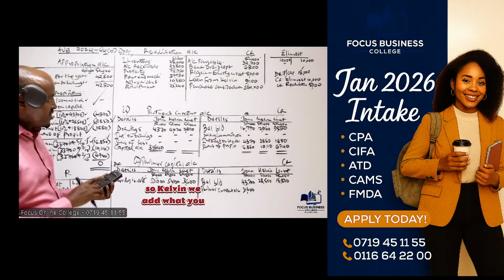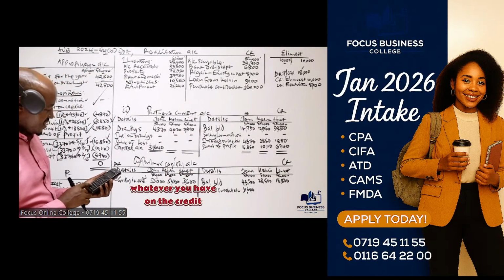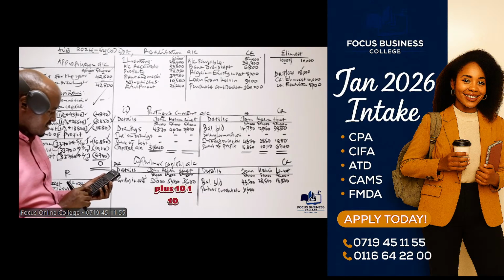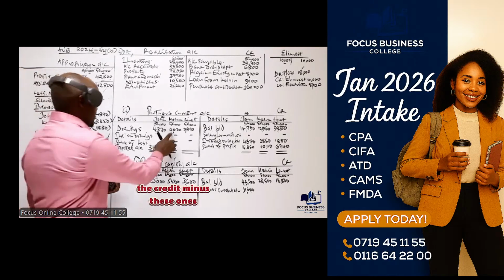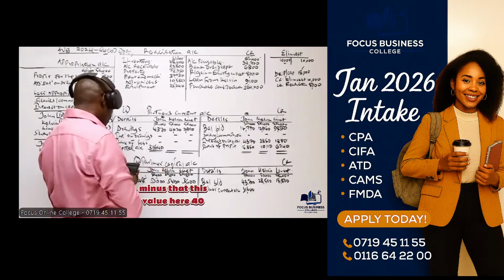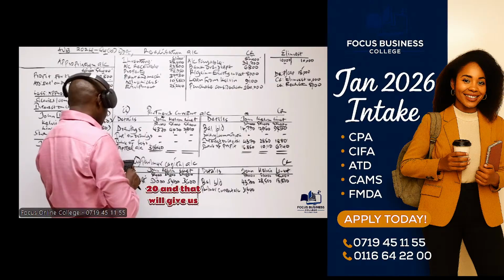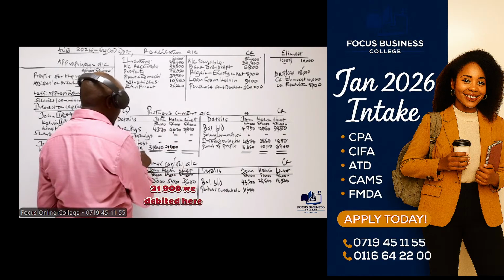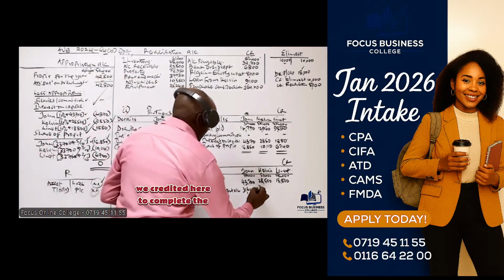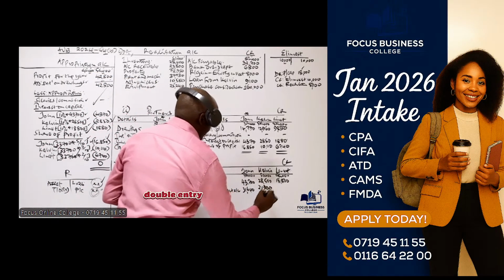So Kelvin, we add what you have on the credit. Whatever you have on the credit side is what is more: 12,960 plus 2,850 plus 10,110. That is what we have on the credit, minus this value here, 4,020. And that will give us 21,900. We debit it here, we credit it here to complete the double entry.